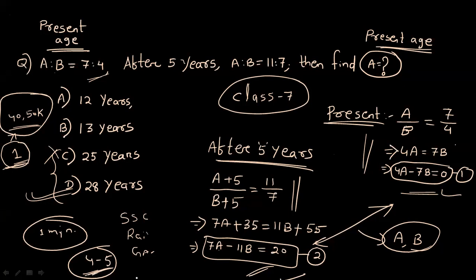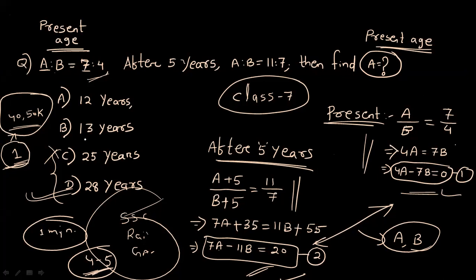So here what to do, you have to use some common sense. Always formula does not work, you have to apply some common sense. So what is the common sense here? We have to calculate the present age of A. So what is the present age of A? Present age of A is a multiple of 7 because A is to B is given 7 is to 4. So present age of A is a multiple of 7.